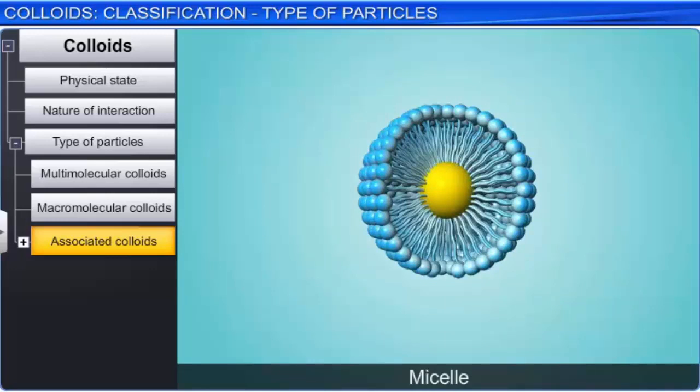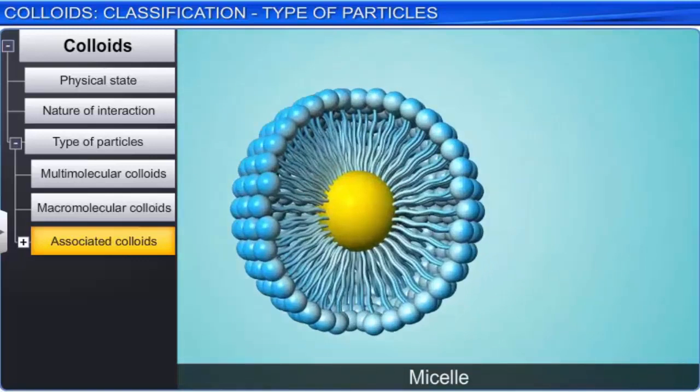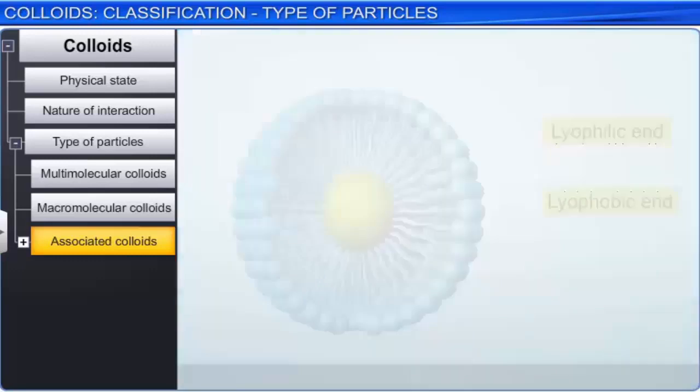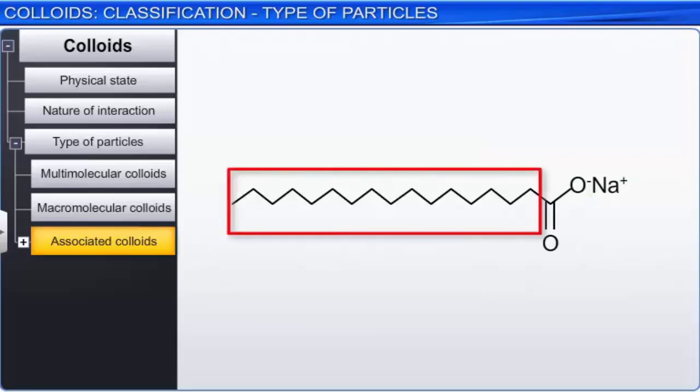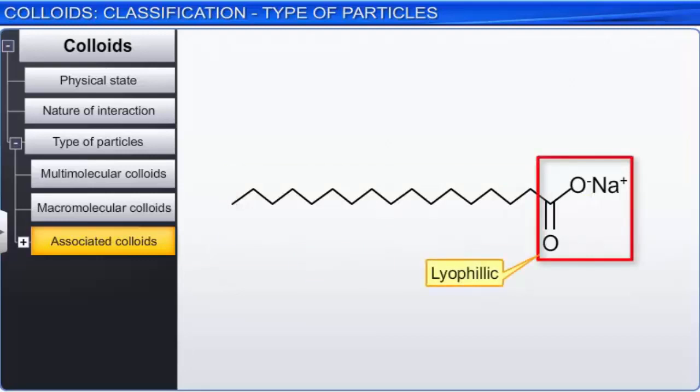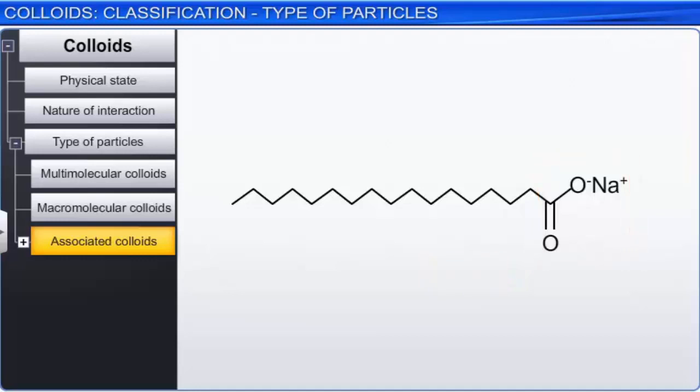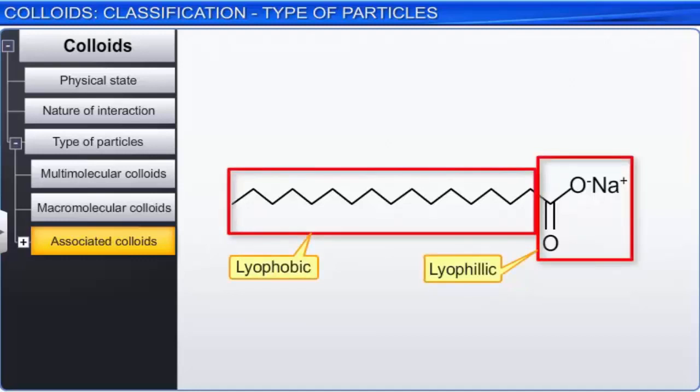Micelles are generally formed by specific types of molecules that have both lyophilic as well as lyophobic ends. Soaps consist of sodium or potassium salts of higher fatty acids and are represented as RCOO⁻Na⁺. In soaps, the alkyl group that consists of long carbon chains is lyophobic, while the polar group is lyophilic in nature. Molecules with lyophilic and lyophobic ends are called surface active molecules or surfactant molecules.